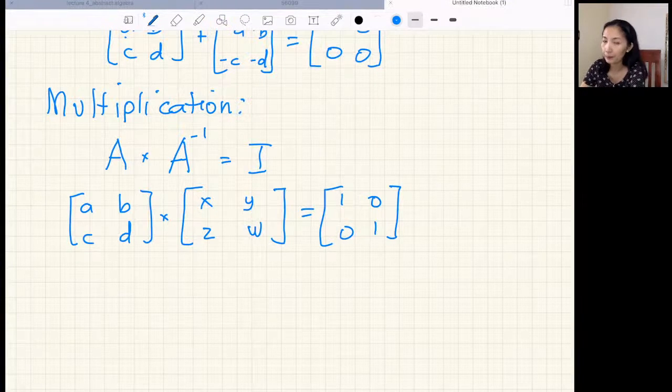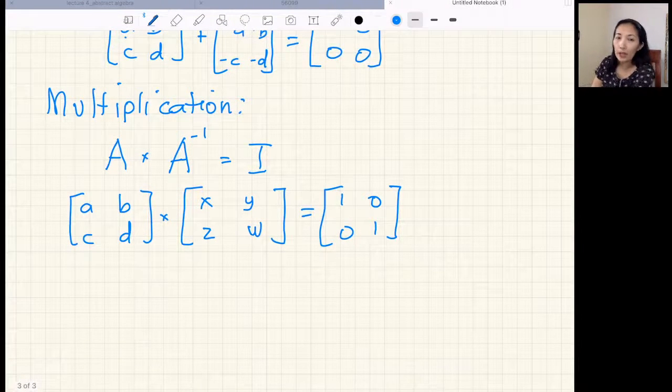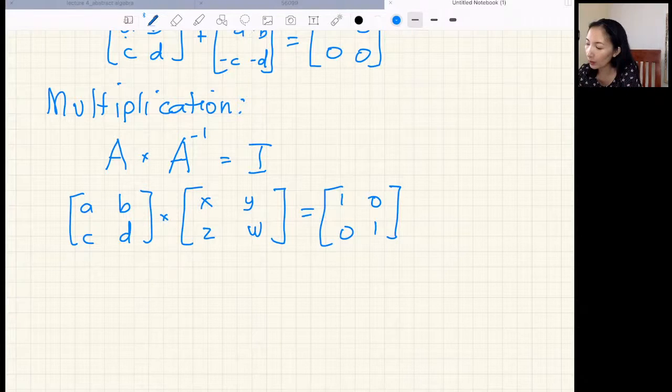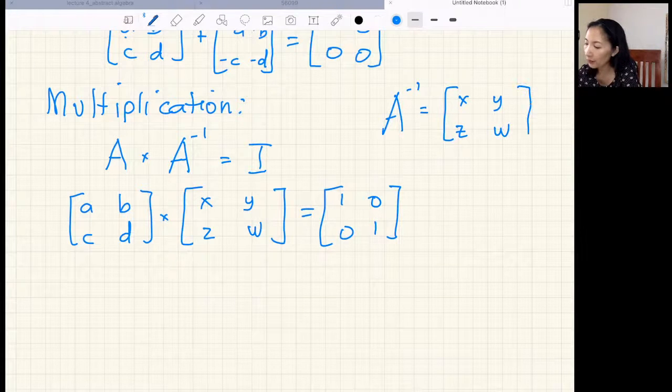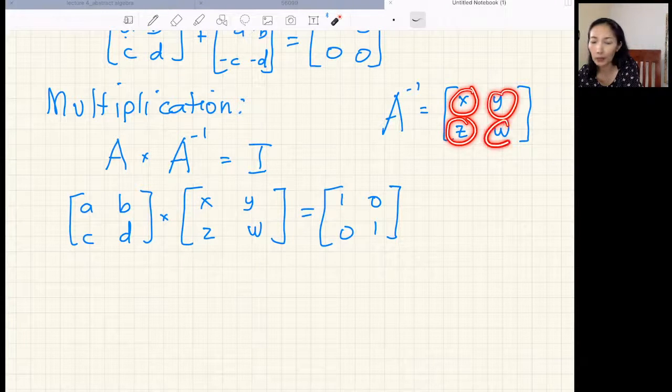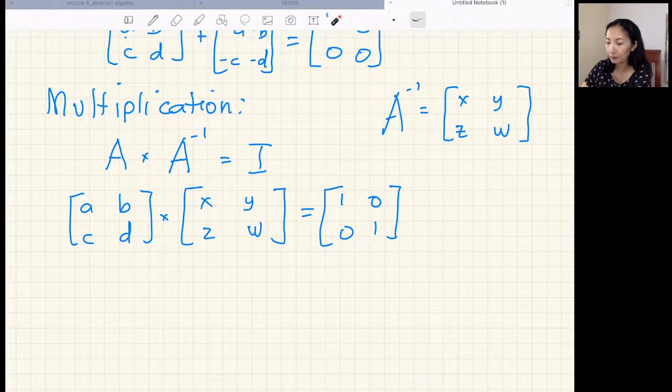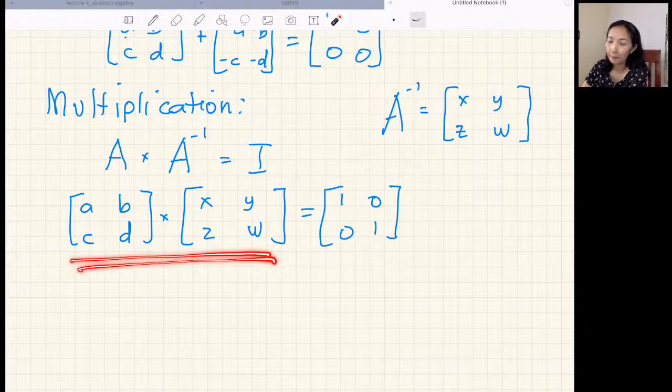From here, we can come up with a set of simultaneous equations. Let A inverse, which is what we are going to find, be represented by X, Y, Z, and W. We have to find the values of X, Y, Z, and W from here. So let's multiply.